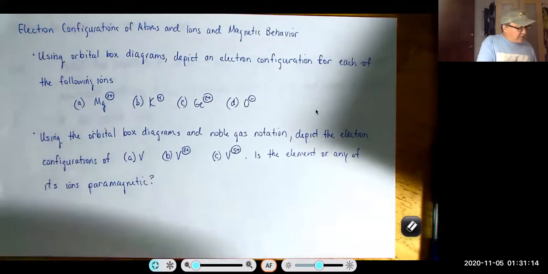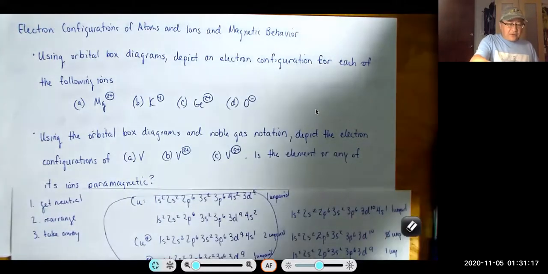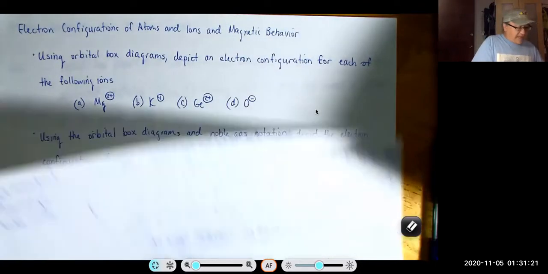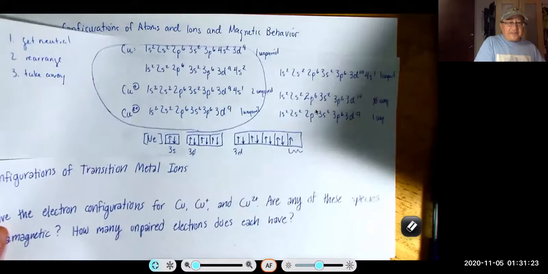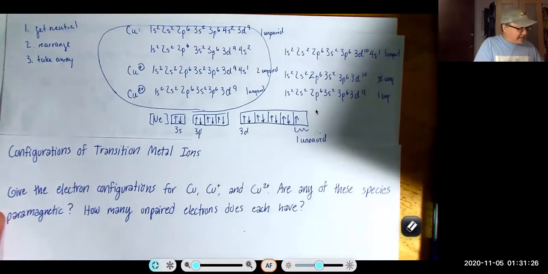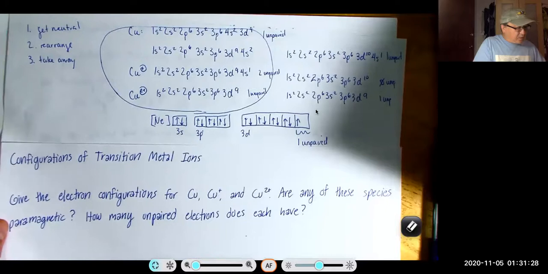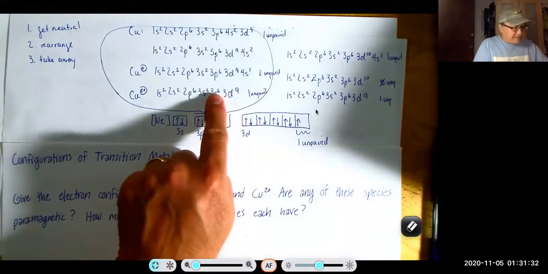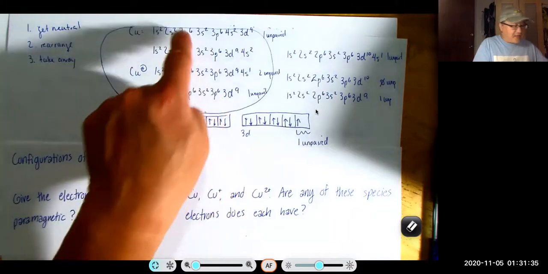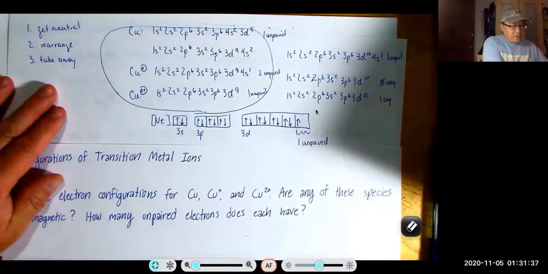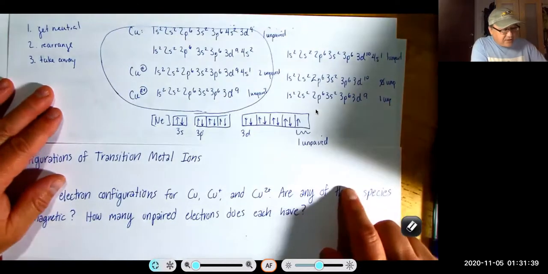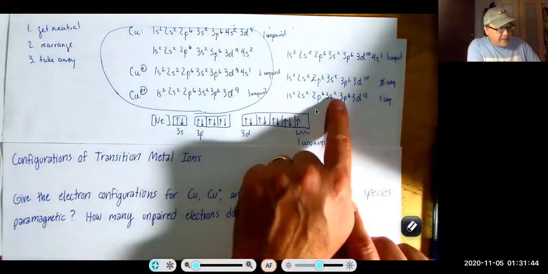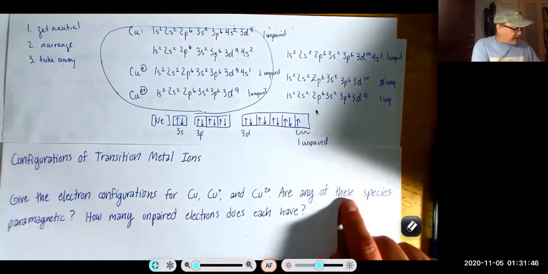So electron configurations, and oh, did I answer all the questions here? Oh, I forgot to answer. Are any of these species paramagnetic? And the answer is, well, according to this, this is paramagnetic, this is paramagnetic, and this is paramagnetic. They're all paramagnetic. Now, according to the real electron configuration, copper is paramagnetic, copper plus 2 is paramagnetic, but copper plus 1 is not.